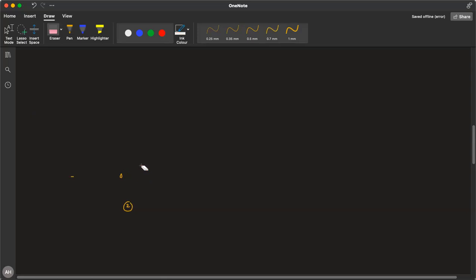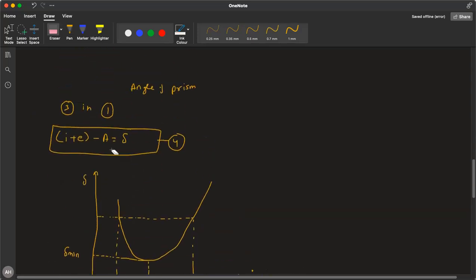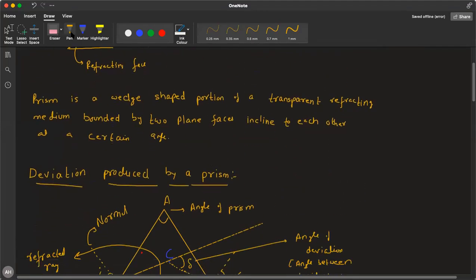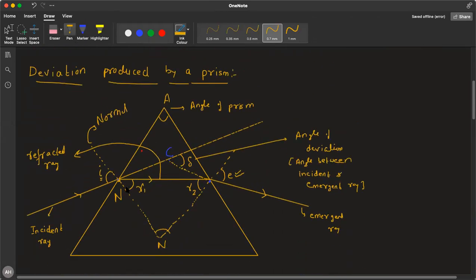So you just have to calculate. There are two calculations in it. One is the calculation of angle of deviation, and another is the relation between the angle of prism and the angle of refraction. So let's take this triangle first. In triangle CNM, let's call this point M. This is N and this is N. I need this angle, this one, and I will need this angle.